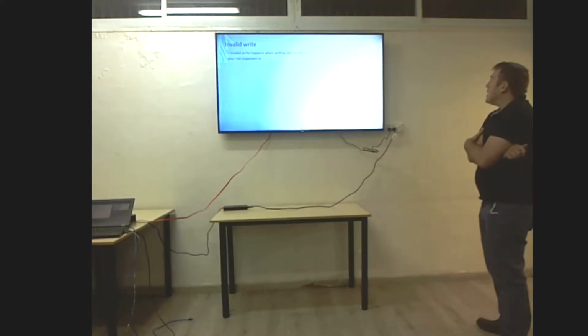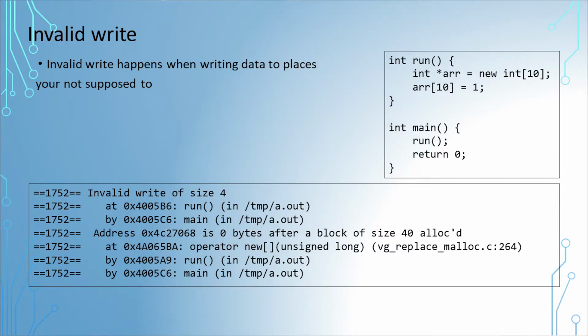Invalid free. So this is actually the same example. If you delete this location but with the wrong delete type, we will see it. If you use delete where you should use delete[], it will also warn you about this. We'll see an example of this also.